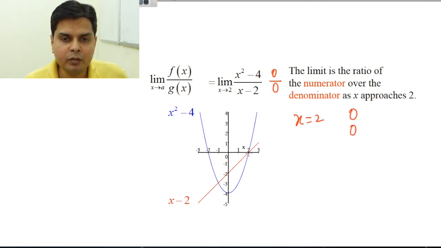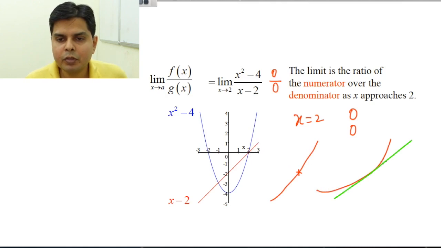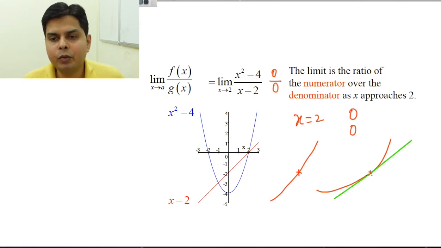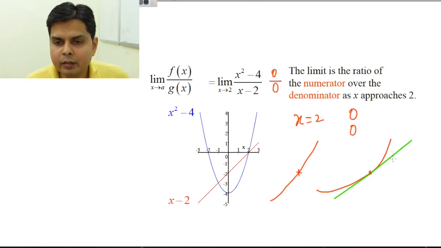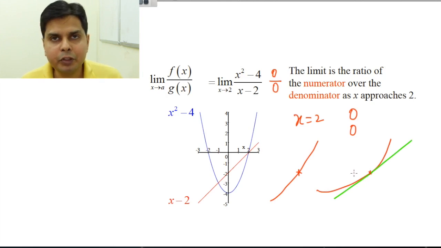This blue curve at x is equal to 2 has value 0, and the red one also has value 0. Suppose I give you a curve, the red curve like this, and I ask you what is the value of this curve at this point, and somehow you are not able to find the value of the function at this point. This green line is the tangent to this red curve at this point. Then my proposition is that the value of this function at this point can be approximated by this tangent.